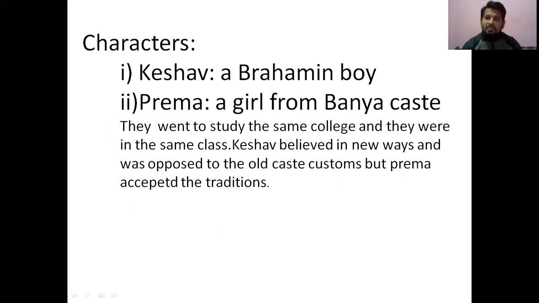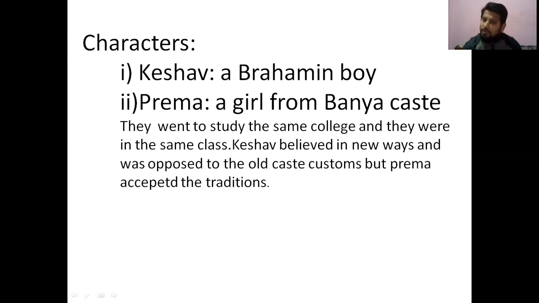So in the story we get that there are two major characters. One is Keshav, a Brahmin boy. Another one is Prema, a girl from the Baniya caste. That means there are two central characters, Keshav and Prema, who love each other. They went to study at the same college, and they were in the same class.